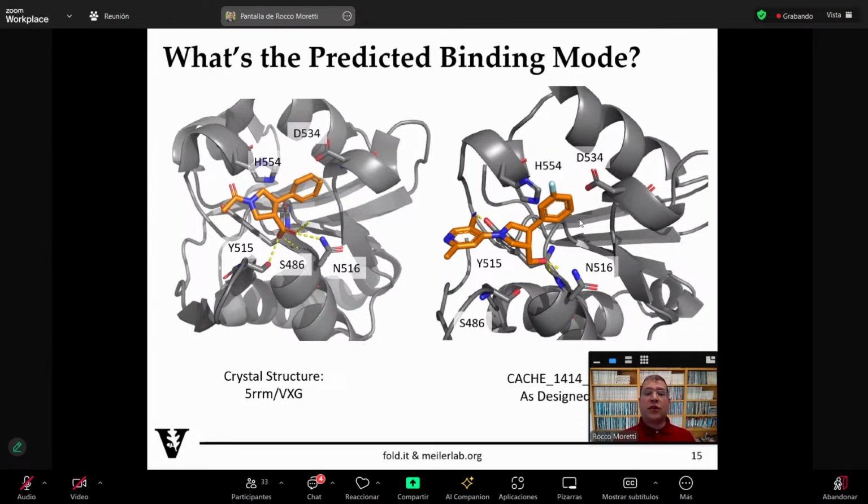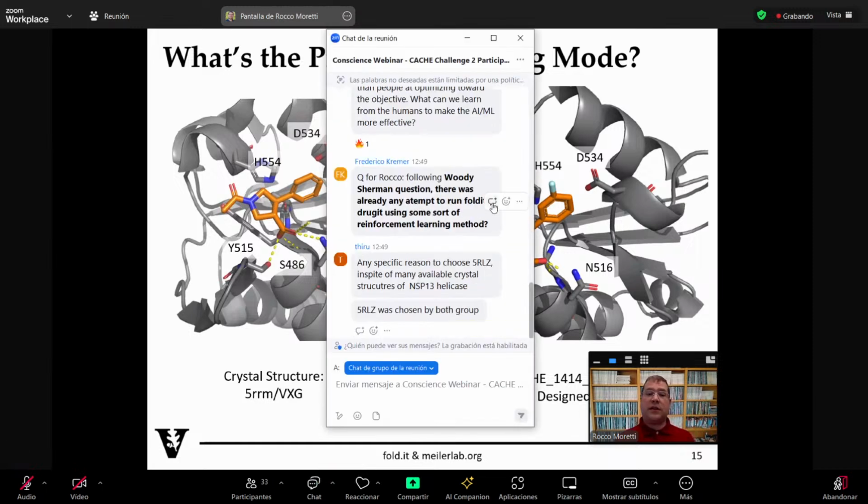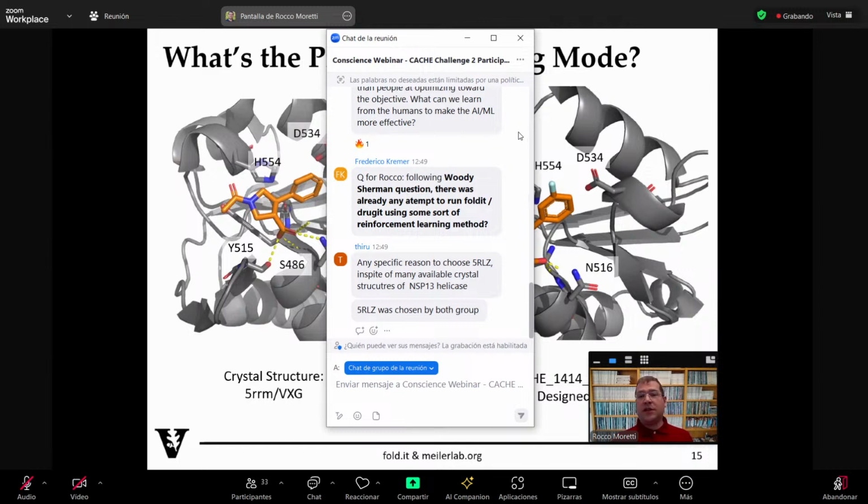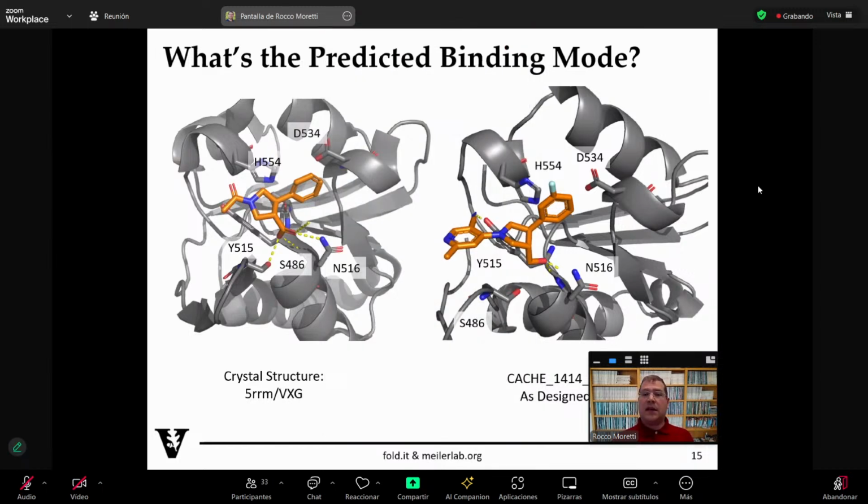And so the original crystal structure has the carboxylate that forms a hydrogen bonding network with asparagine 516 and serine 486. And then on the right, if we look at the original design molecules from the hit identification phase, it kept a very similar binding mode, substituting out the carboxylate for a hydroxyl to asparagine 516, but adding on this aromatic nitrile group, which is nominally hydrogen bonded to the tyrosine 515 there.